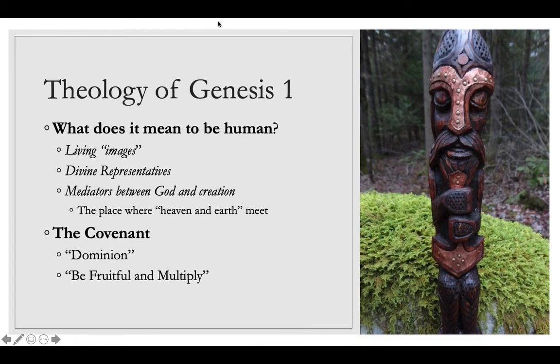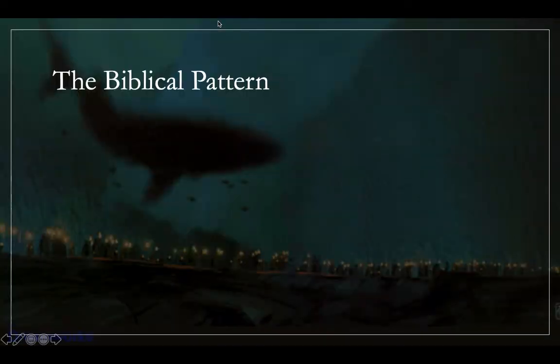God binds God's self to the creation. God says that God will be for the creation. And that's the importance of Genesis 1. God creates a creation that is good and promises to be with and for that creation. And human beings become the sign of God's work in the world.